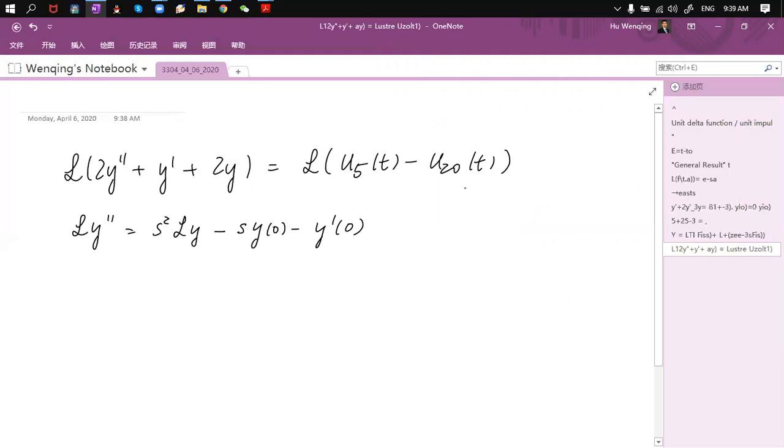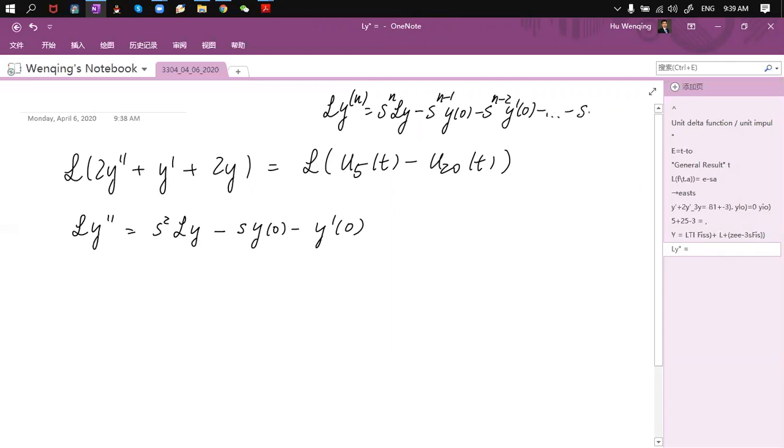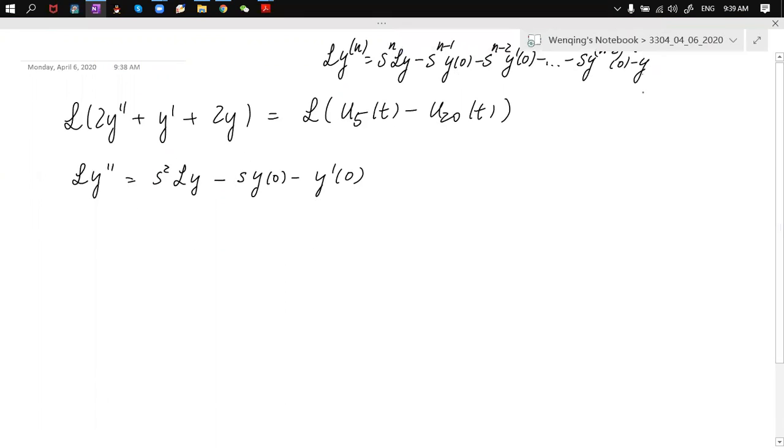So in general, the Laplace transform of the nth derivative is s to the power of n times the Laplace transform of y, and then minus s to the n minus 1 times y of 0, minus s to the n minus 2 times y prime of 0, minus dot dot dot, minus s times the (n minus 2)th derivative at 0, minus the (n minus 1)th derivative at 0.